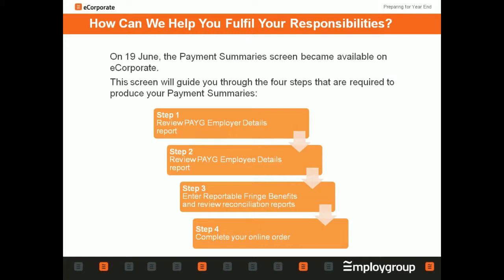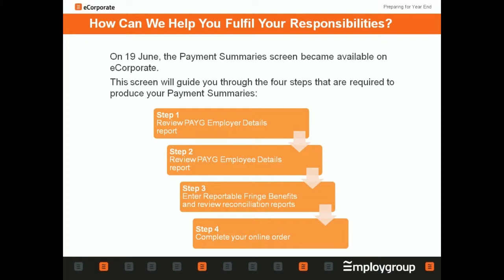Step 2 is to review the PAYG Employee Details Report. Step 3 is entering reportable fringe benefits and reviewing the reconciliation reports. And Step 4 is completing your online order. That's the steps at a high level. There is some more information in our online help centre that goes into a little more detail.